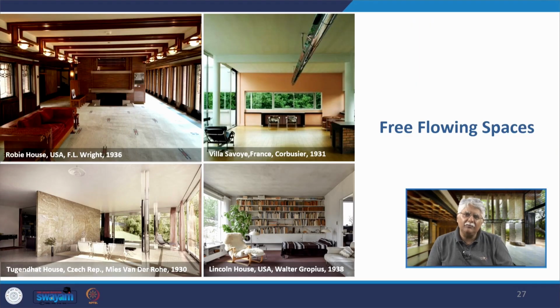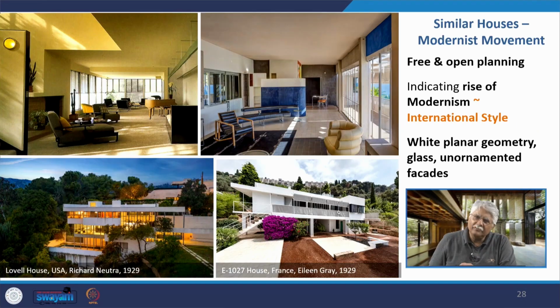We find these free flowing spaces then coming in the modernist houses, early 20th century, in the Villa Savoye, in the Tugendhat house, in the Lincoln house, or the Gropius house. We have seen these examples earlier. Similar houses we find in the modernist movement having free and open planning, indicating the rise of modernism, particularly the international style with white planar geometry, with glass, unornamented facades, and the free flowing plan like the Lovell house by Richard Neutra and the E1027 house in France by Eileen Gray.